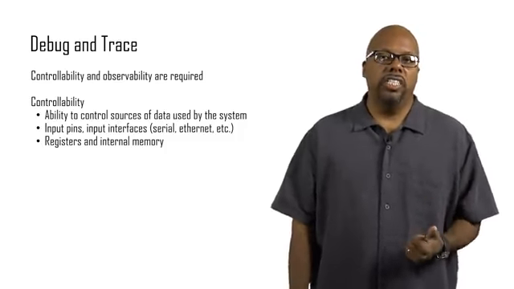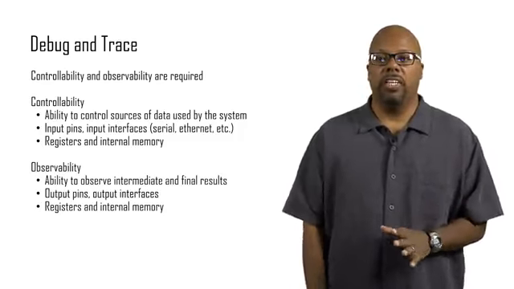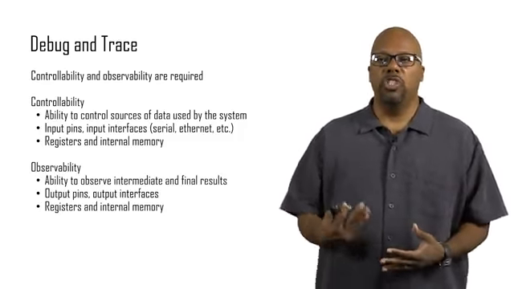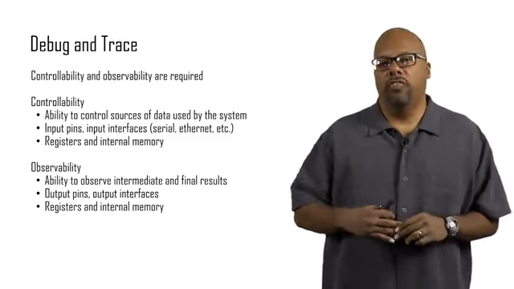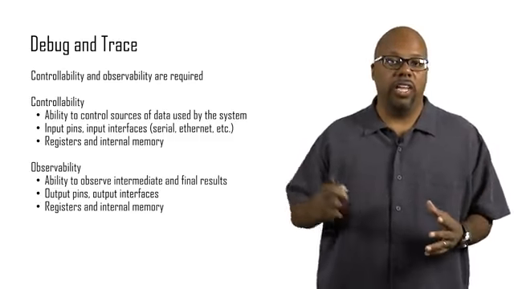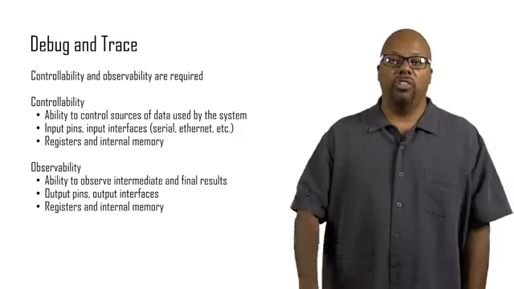In addition to controllability, you need observability. Observability is the ability to observe intermediate and final results. So what do you need to observe? The first thing you need to observe are the output pins, the outputs of the whole system. You need to see what values are on those pins.